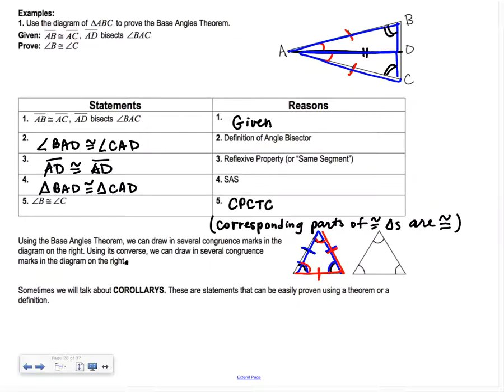So basically, all the angles have to be the same in an equilateral triangle. And when all the angles are the same, then all the sides are the same. So same idea with that.